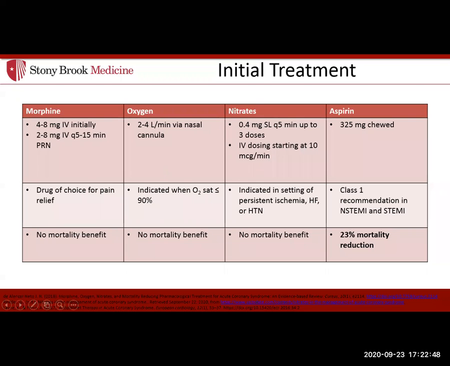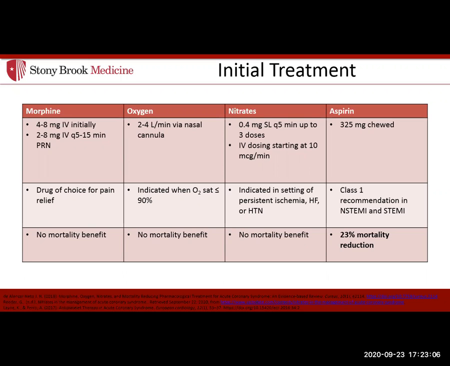So next we have our nitrates. We usually start off with sublingual dosing. And the way that these work is that they relax the coronary arteries and lower preload of the heart. And this therefore will reduce the workload of the heart and allow more oxygen to get where it needs to go.